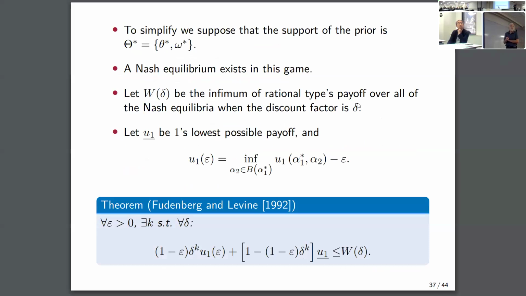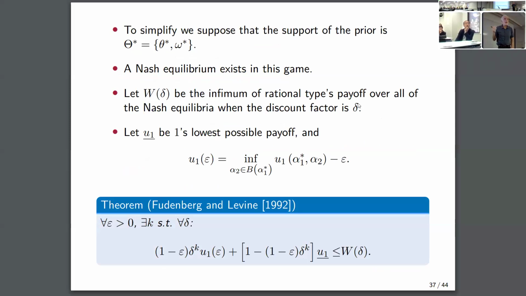And I'm going to simplify. The paper allows a very general prior, but here's the easy case. The short-run players think there are only two types of player one: either the rational type theta star, or a particular type omega star. Okay. So, standard result, this game has a Nash equilibrium.